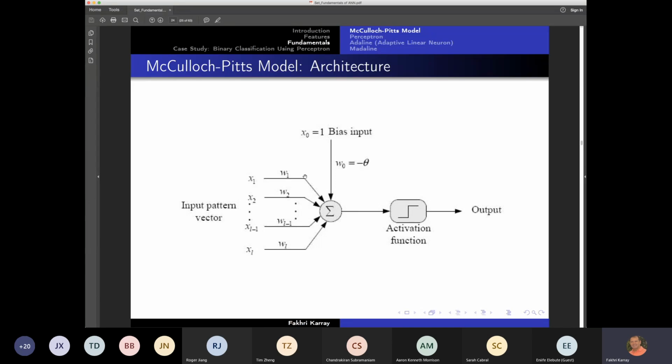And then what we do, once this data has been summed together, we have an activation function. An activation function in the very early McCulloch-Pitts model is no other than a sign function or a signum function. The difference is that a sign function gives us a value either negative or positive. So it's -1 or +1. The signum function, the step function.